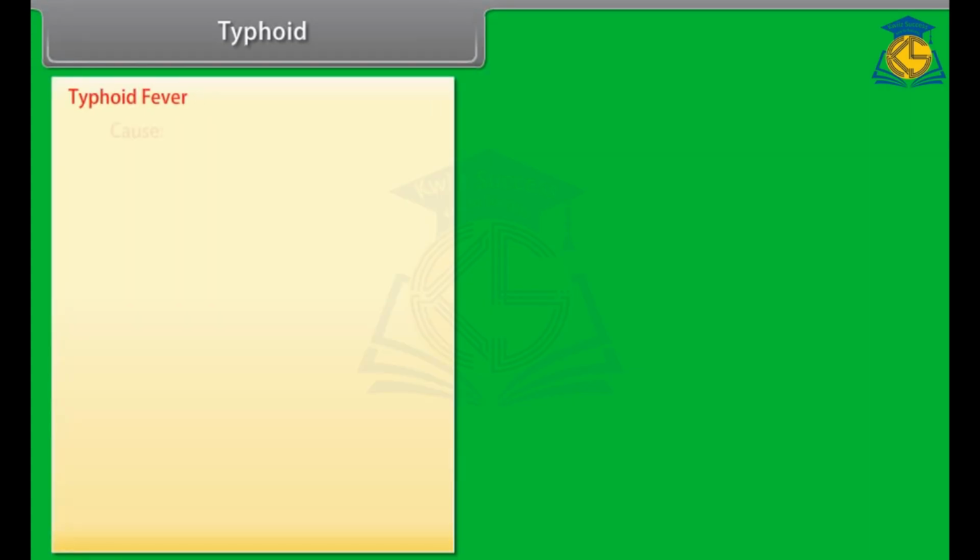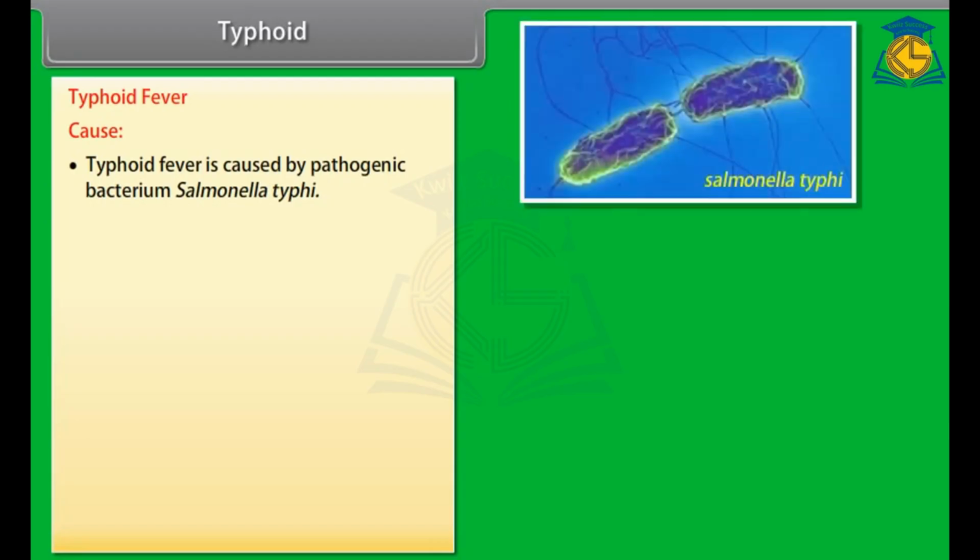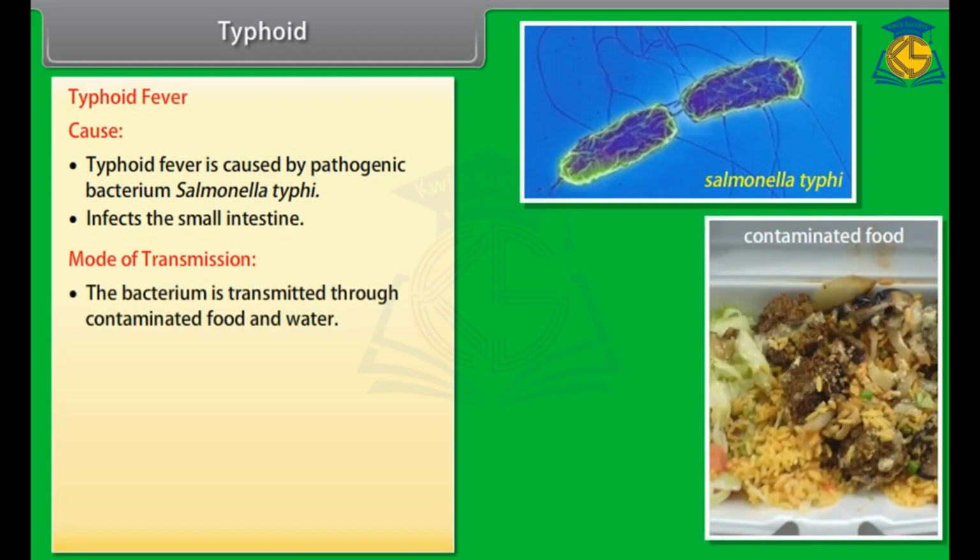Typhoid. Typhoid fever. Cause. Typhoid fever is caused by the pathogenic bacterium Salmonella typhi. It infects the small intestine. Mode of transmission. The bacterium is transmitted through contaminated food and water.